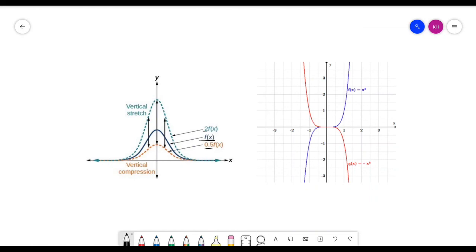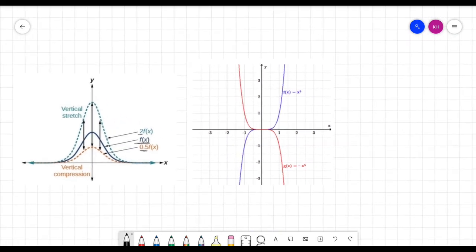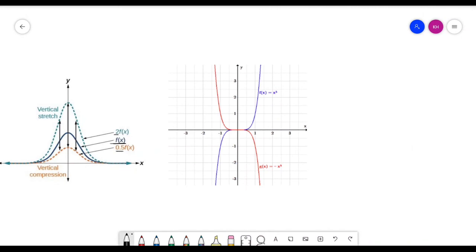And if we move on to the graph on the right, we can see that the parent function is in blue, which is f of x equals x to the power 5. And if we apply the transformation of -1 over here, we can get the red graph, which is a complete reflection on the x-axis.